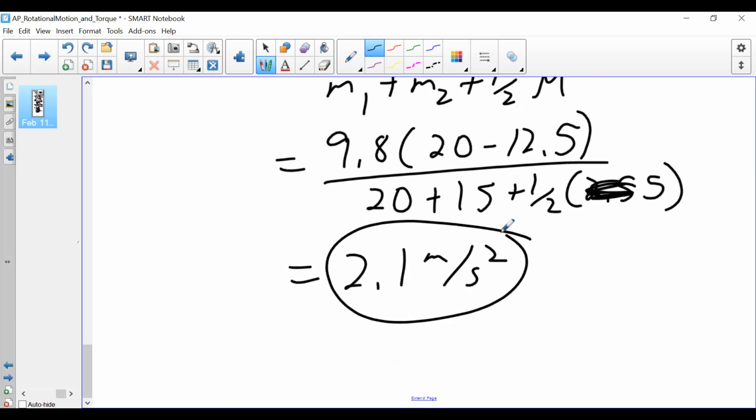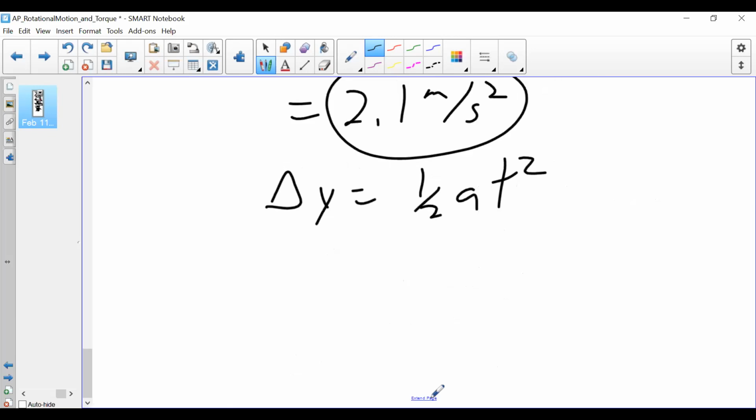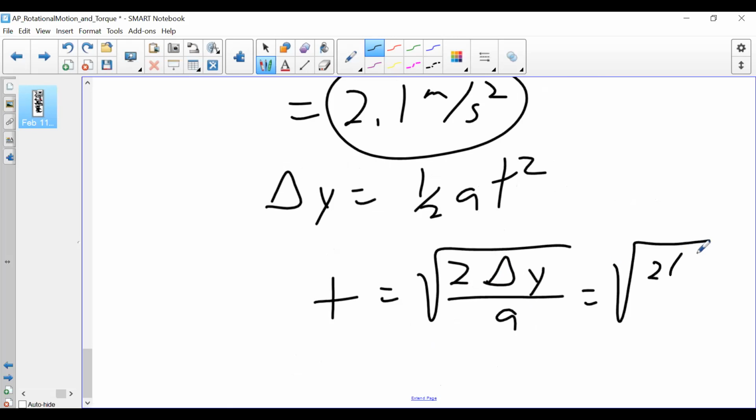Okay, it said it fell down 4 meters. It is 4 meters above the floor, so it falls down 4 meters, starting from rest, it says, resting on the floor. So this is 1/2 A T squared, so T is the square root of 2 delta Y over A. And that's how much time it takes to fall down.